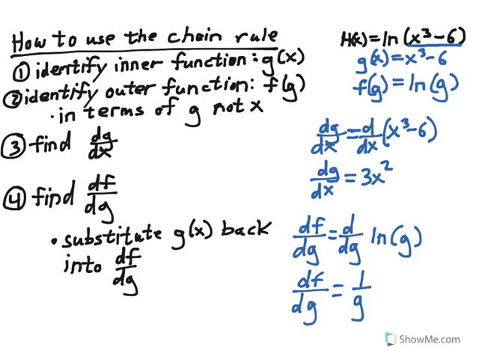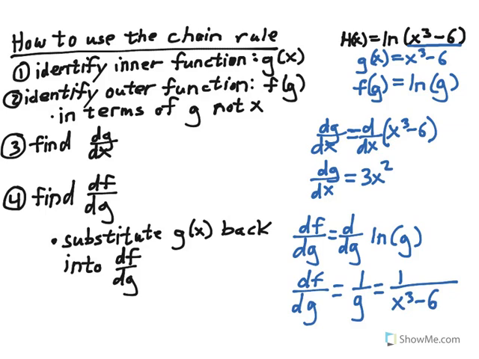Okay? But after we have gotten rid of the d/dg part, then we have to do this step: substitute g of x back into df/dg. So we have to take this term for g in terms of x and drop it into there. So instead of saying df/dg is 1 over g, we're going to call it 1 over x cubed minus 6.